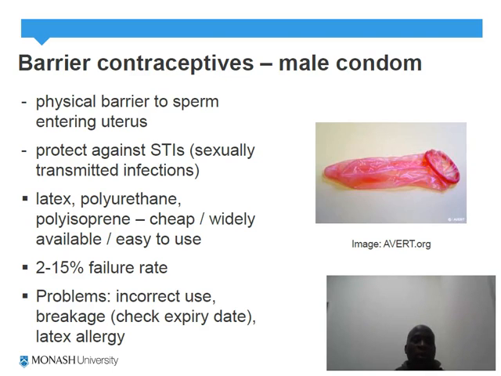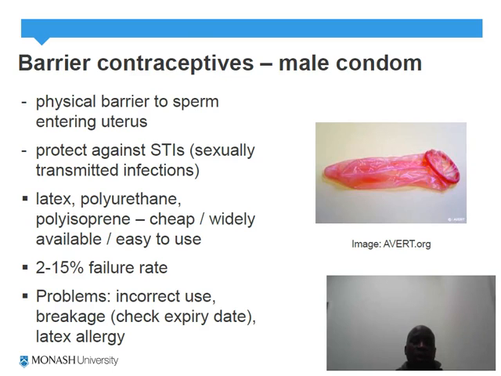Then there is latex, polyurethane or polyisoprene, the material that is used for making condoms. This is an important material. Basically, it's a cheap and widely available material, and hence condoms are widely available. Most of the time they are cheap or free, especially in government institutions, because the government has bought them and distributes them for free. However, you can still find good quality condoms in shops or in pharmacies.